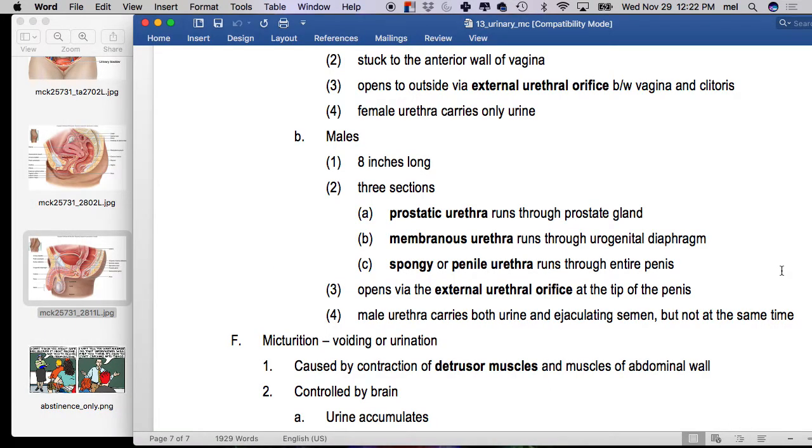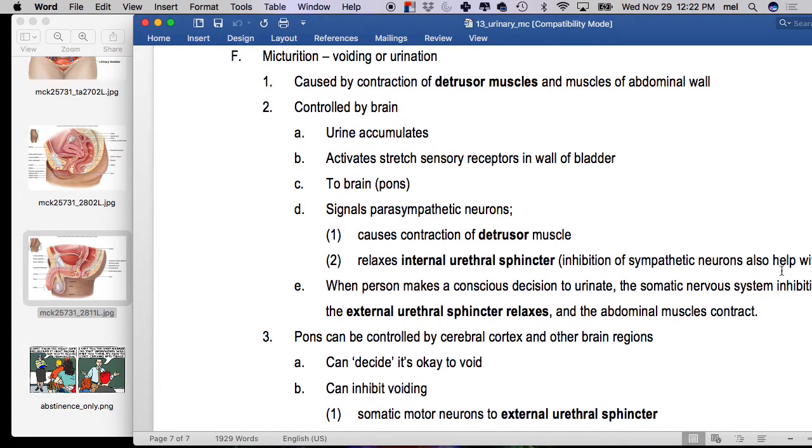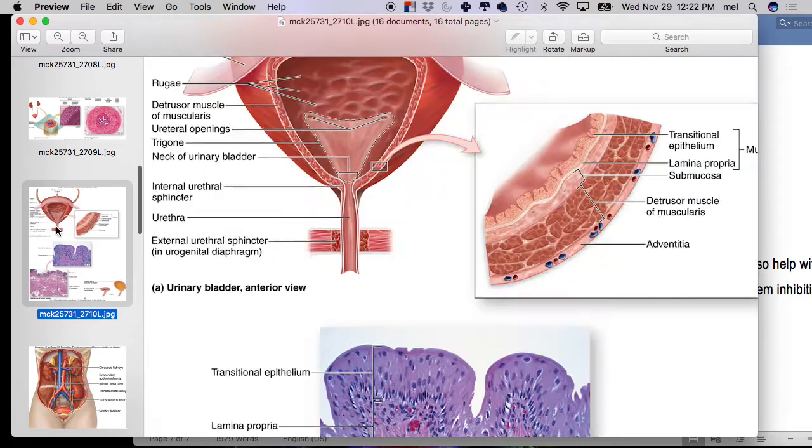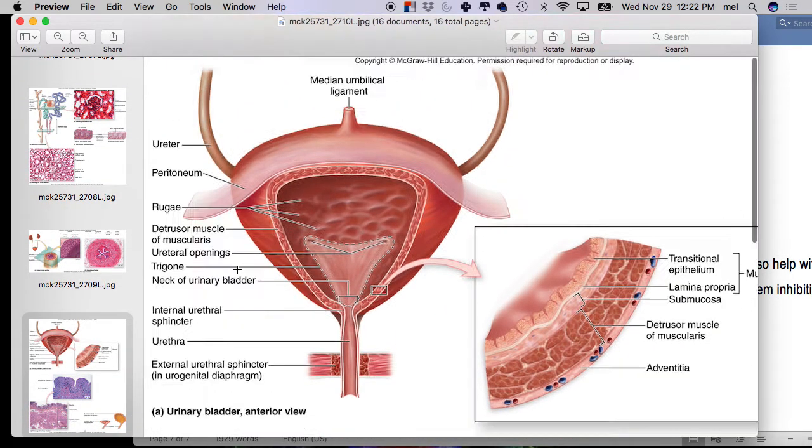Now, last thing before we get into the reproductive system is micturition. Micturition is the fancy word for voiding or urination or peeing. So let's talk about how that's going to occur. You ready? In order to micturate or pee, let's talk about which muscles should contract and which muscles should relax. What should happen to the detrusor muscle in the wall? Contract. What should happen to the internal urethral sphincter? Relax. And the external urethral sphincter? Relax.